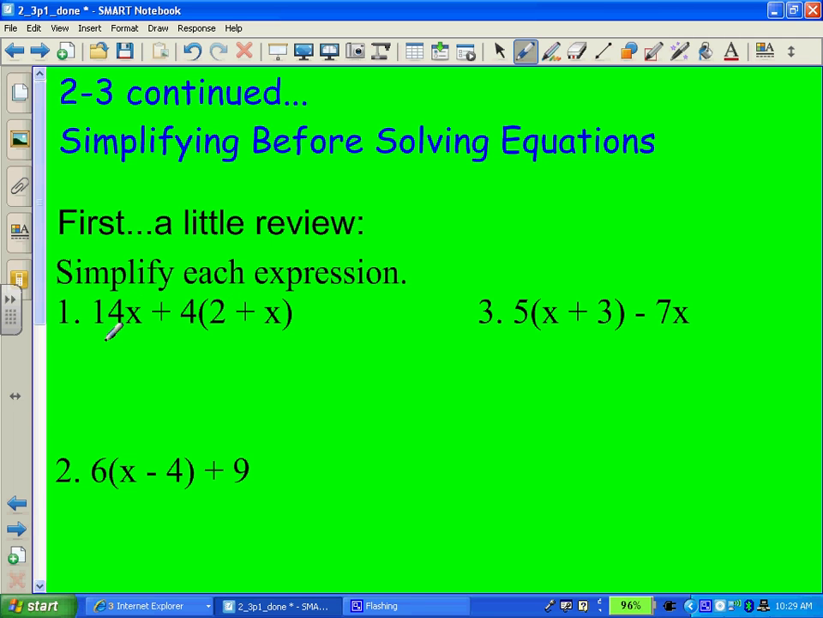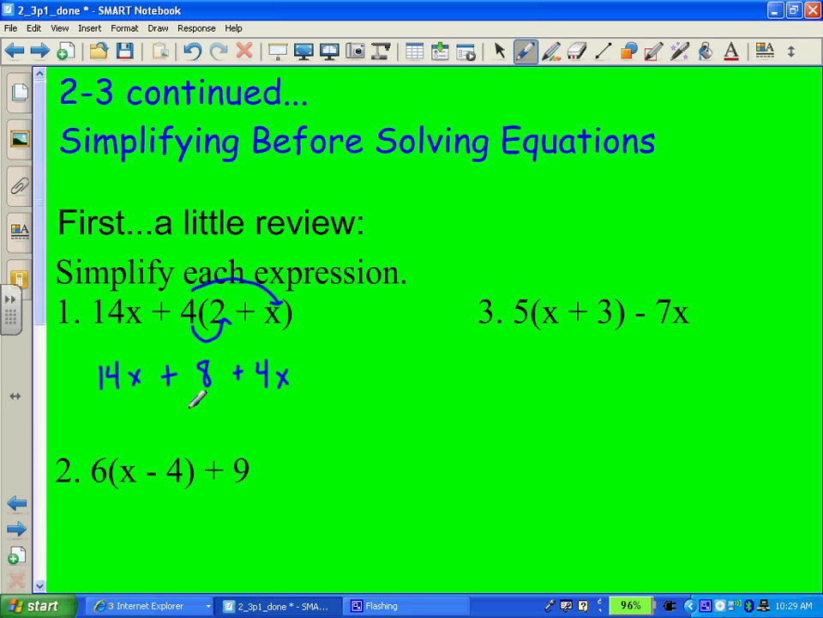So let's look at just this first example here. I have a set of parentheses with a number in front. That's my tell-all sign that I need to distribute. So I'm going to take 4 times 2, and I'm just going to keep the first part the same for now. So 4 times 2 is 8, and 4 times x is 4x. So now I've gotten rid of the parentheses.